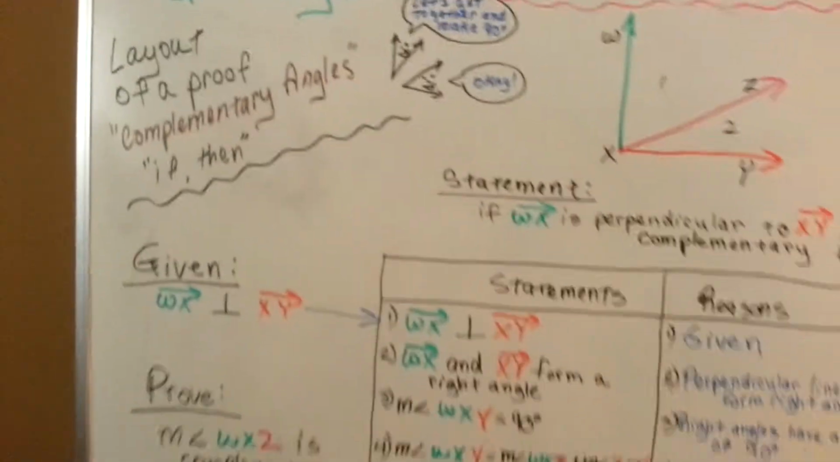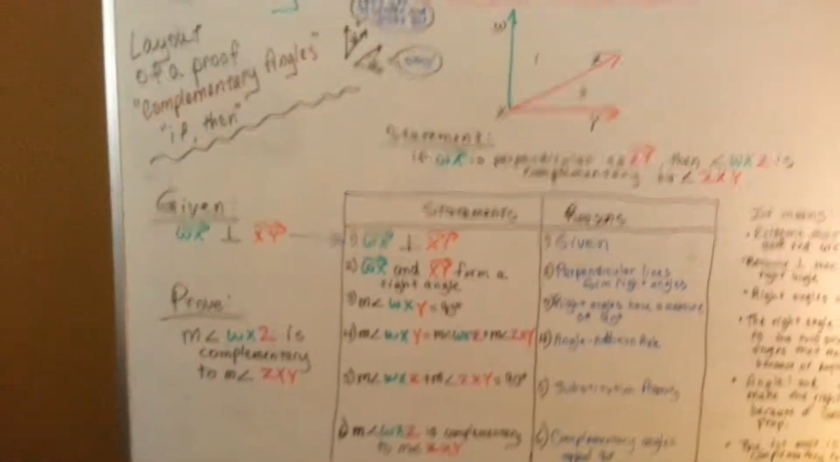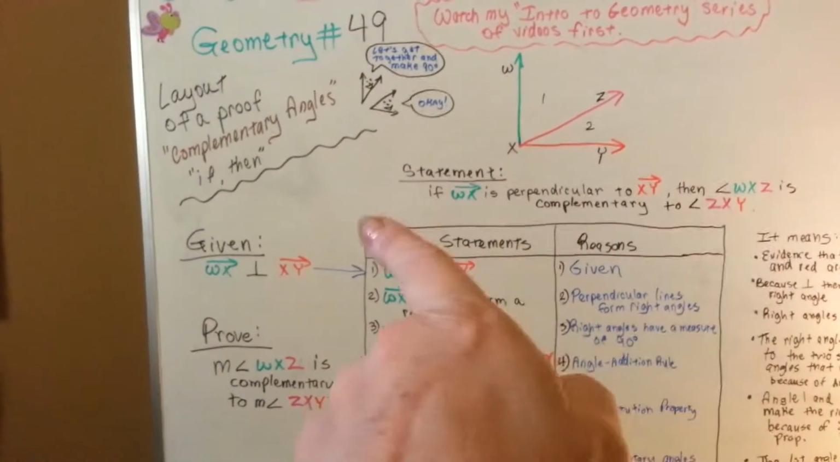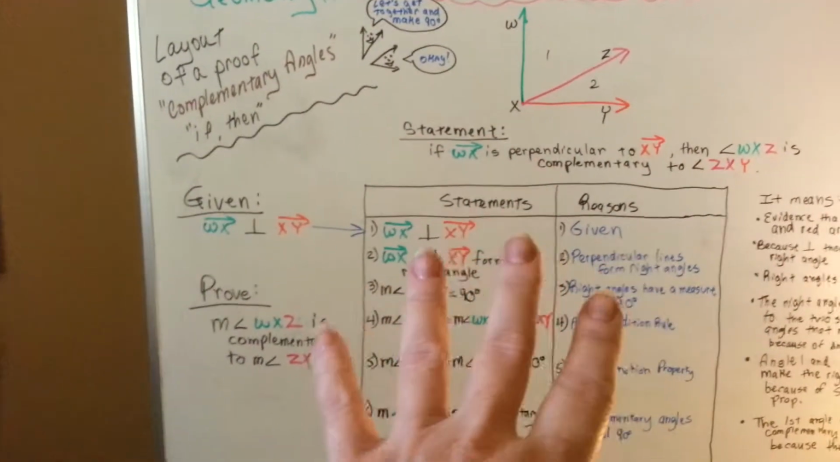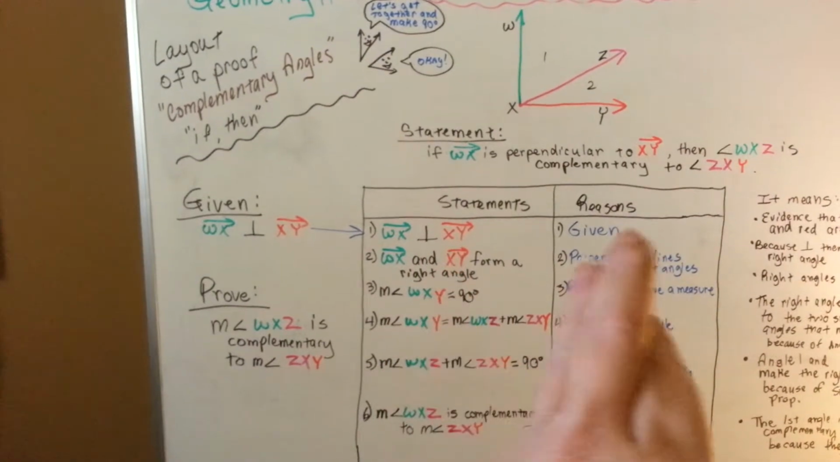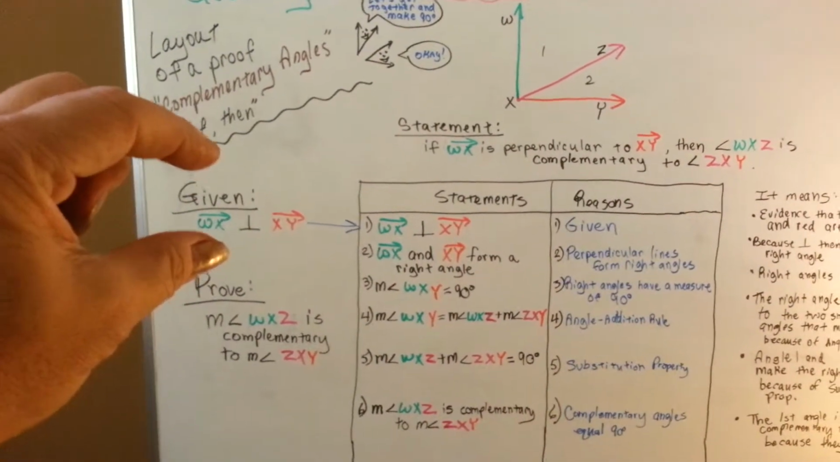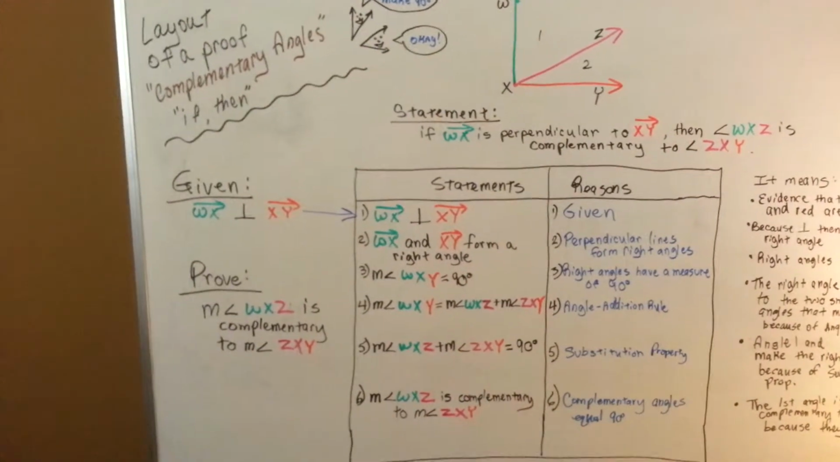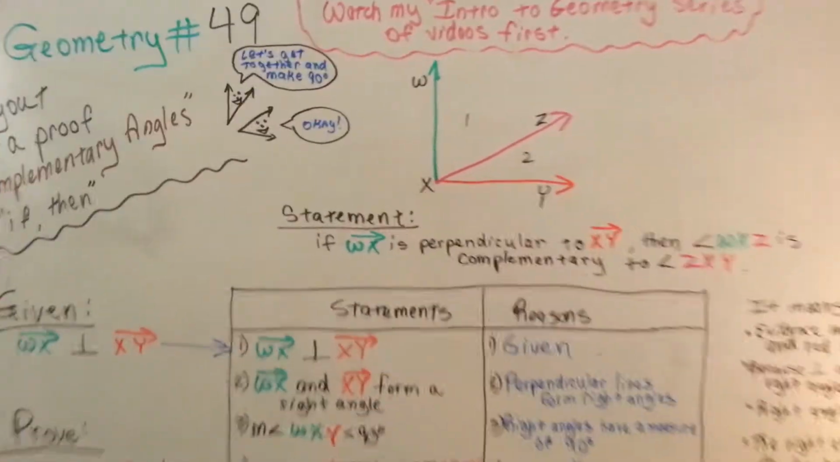Okay, so I'm going to step back and see what we've got here. We've got our drawing like we should. We've got a statement now, an if-then statement. We've got our proof table with statements on the left and reasons on the right. We've got our given, which is our evidence, and our prove, the thing we're trying to prove. Okay, so let's take a close look at our drawing.